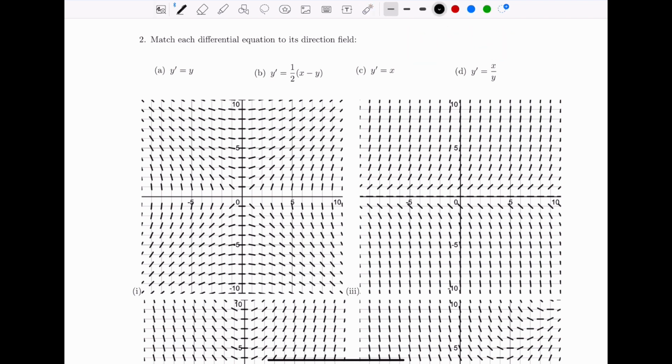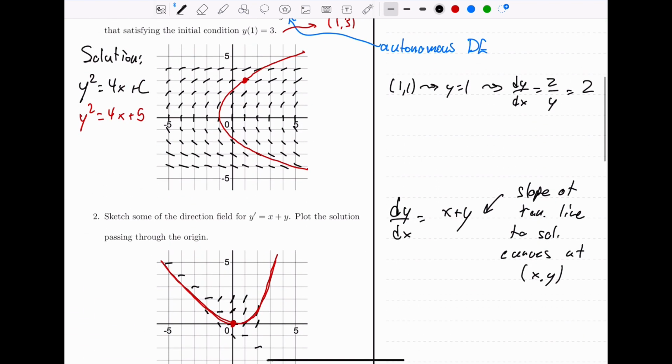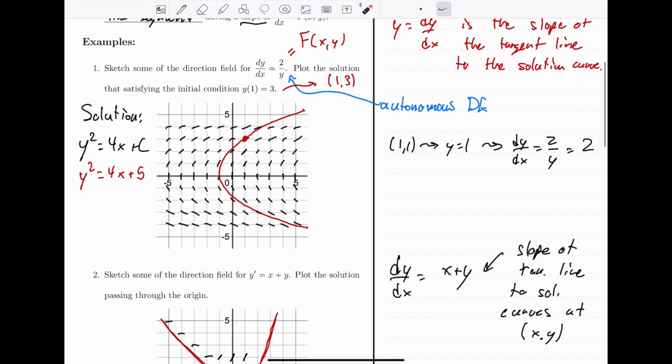This first one, what is the name for this sort of a differential equation where the derivative only depends on y? This is autonomous. So this is an autonomous differential equation. The derivative only depends on y. We saw an example of that earlier. In example 1, we had an autonomous differential equation because 2 over y is only a function of y. And we noticed that any horizontal line has all the same slopes across it. So this will always be true.